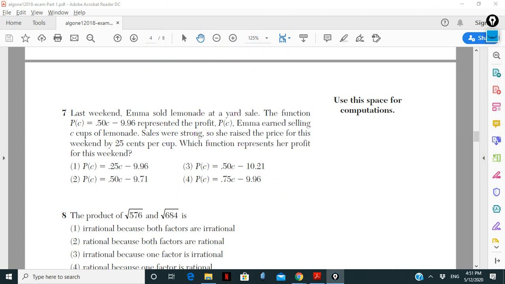So here I change the rate of change. Instead of the rate of change being half, I make the rate of change 75. Okay.